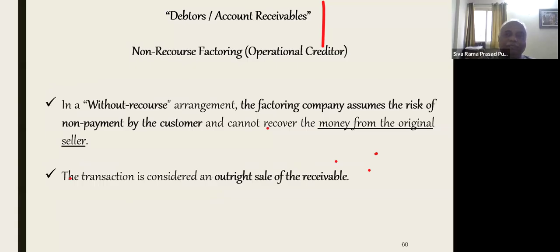Next, non-recourse factoring, that is, without recourse. The factoring company assumes the risk of non-payment by the customer. If the buyer of the corporate debt does not pay, that risk the factor will take. It cannot recover the amount from the original seller. These transactions are considered an outright sale of receivables.